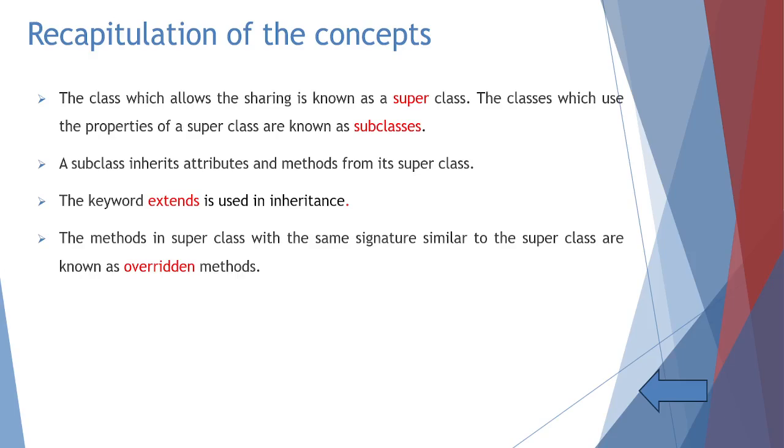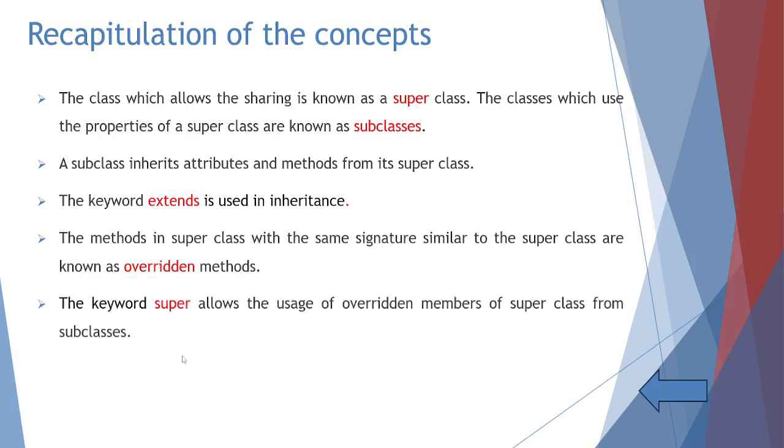Superclass has some methods with the same signature. Subclass also can have, and the methods which have the same signature in superclass as well as subclass are known as overridden methods. Keyword super allows the usage of overridden members of superclass from subclasses. Static members of a superclass cannot be overridden.